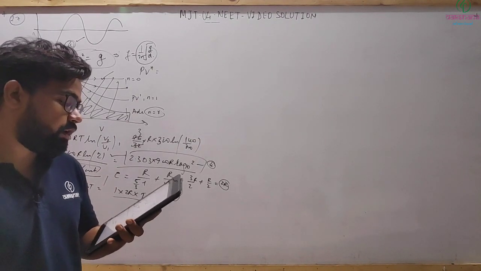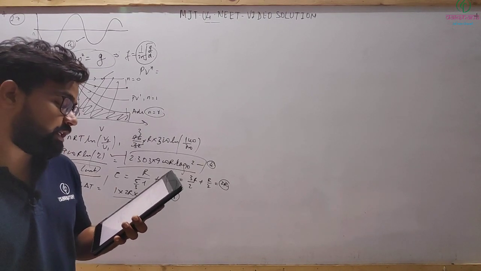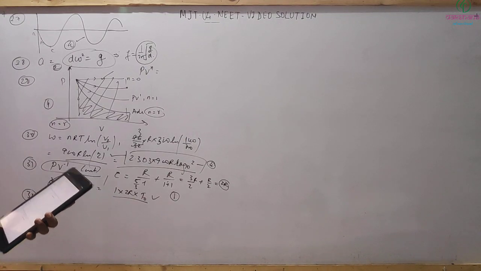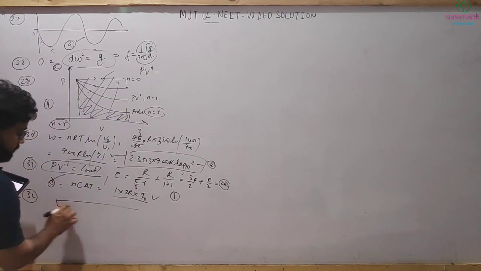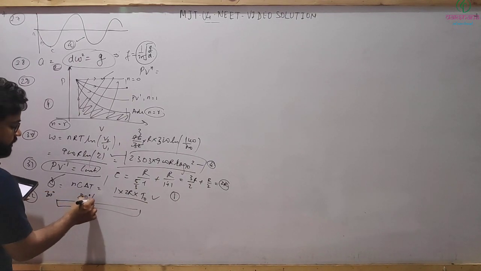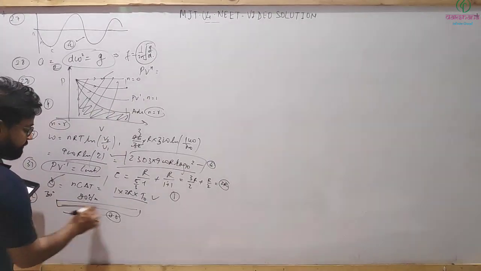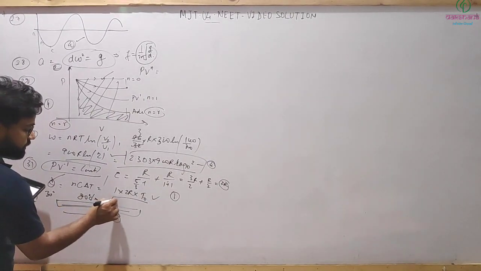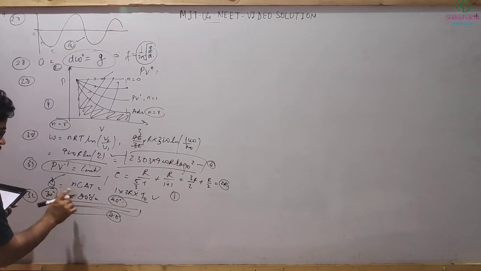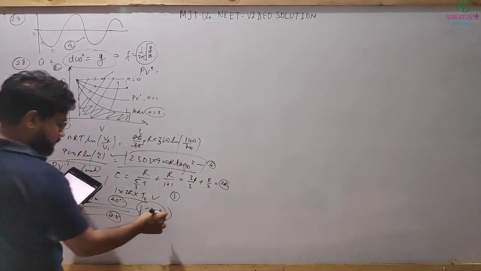Question number 32. The temperature gradient in a rod of 0.5 meter length is 80 degrees per meter. If the temperature of the hotter end of the rod is 30 degrees Celsius, then find the temperature of the cooler end. The total temperature difference across the rod will be the gradient multiplied by the length, which is 40 degrees Celsius. The hotter end is at 30, so the cooler end must be 40 less. It will be minus 10 degrees Celsius. This is the answer, matching with option number 2.